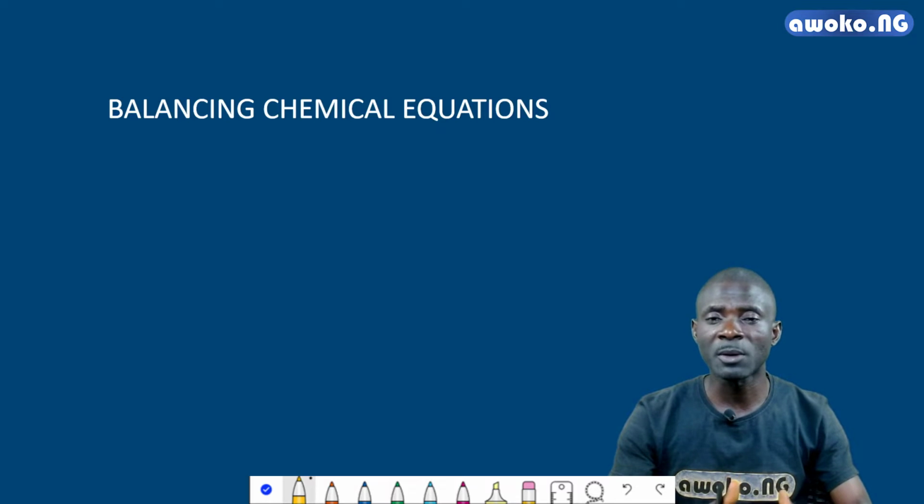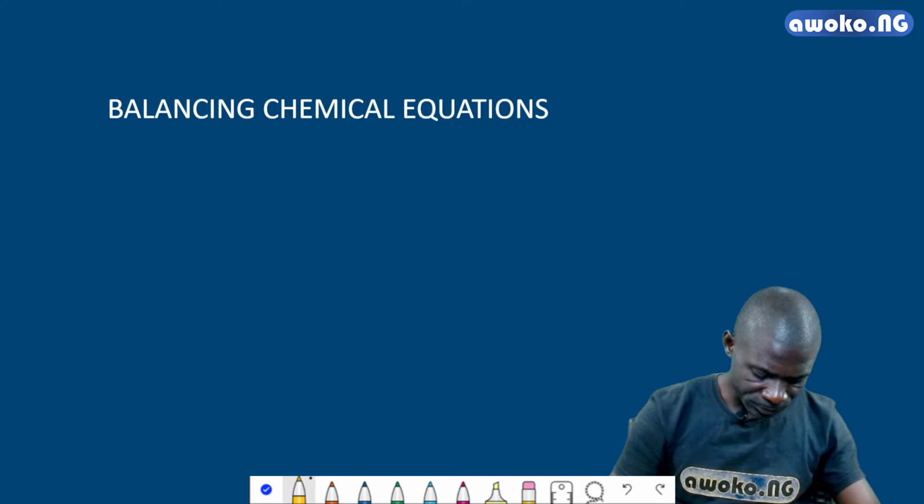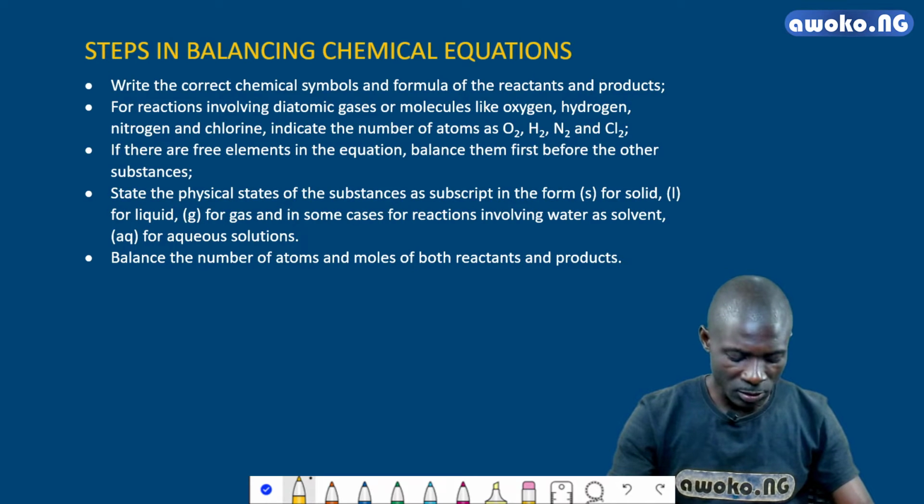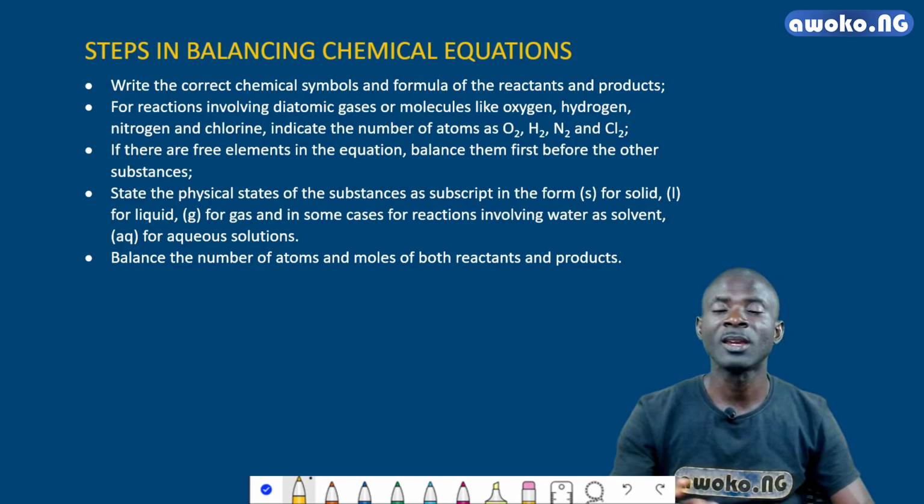So let's take a look at the steps involved in balancing simple chemical equations. The first step is: write the correct chemical symbols and formulas of the reactants and products. It is very important. If you want to balance a chemical equation, the first thing you do is to write the correct chemical symbols and the correct chemical formulas of the reactants and products, before you can go further on balancing the equation.